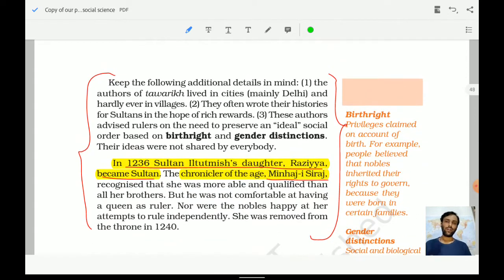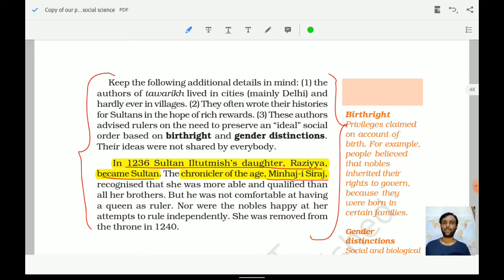In this particular paragraph, it is providing the basic characteristics and the thought process of the Delhi Sultanate, what kind of thinking they had when a lady came to rule, and her name was Razia Sultan. So let us understand that initial paragraph, and then what Minhaj-i-Siraj says about this, when Razia Sultan came to the seat of the throne, or when she acquired the throne.